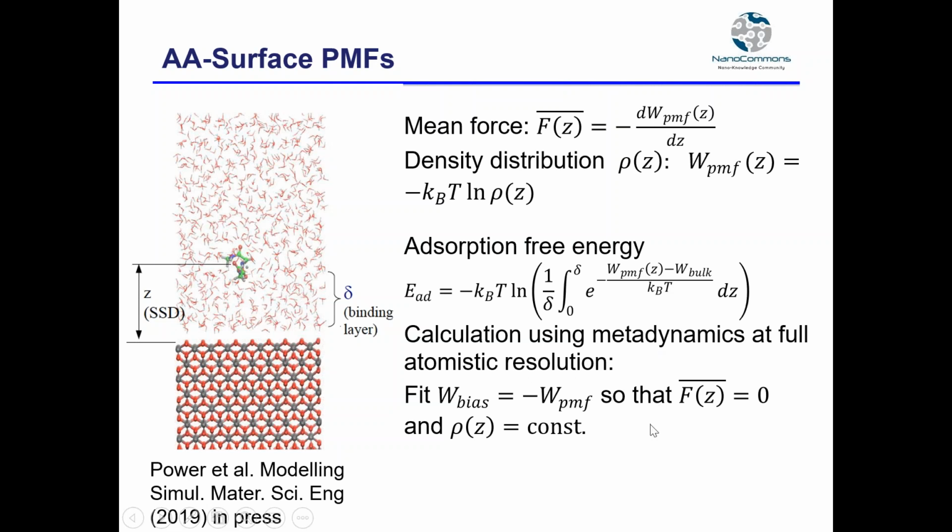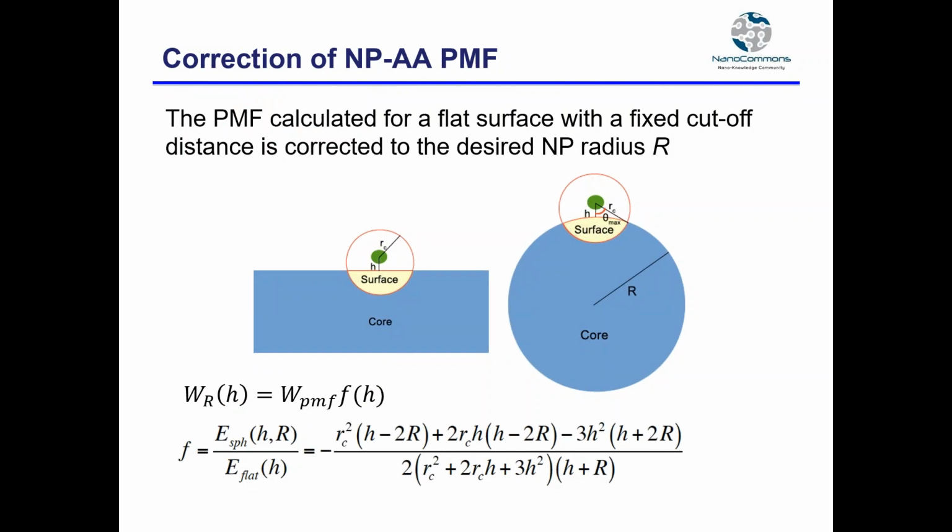So finally, we arrive at a set of curves. For each amino acid, we generate an angle-averaged curve of free energy versus distance. And this curve is then calculated with the given interaction cutoff and is included in the overall energy calculation. Then the calculation is done for a flat surface, and within this tool, we correct it for a given nanoparticle radius.